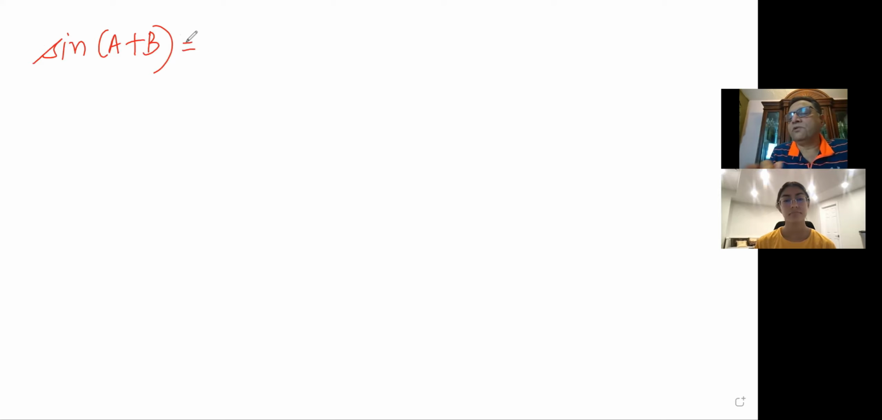Derivation is given in your book. We are not getting into those details. But the formula here is sine A plus B is sine A cos B plus cos A sine B. That is the formula which is derived. You may go through the derivation in the book. If you don't understand, we can discuss that later. Is it okay? Yeah. Now, that is my formula for sine A plus B.